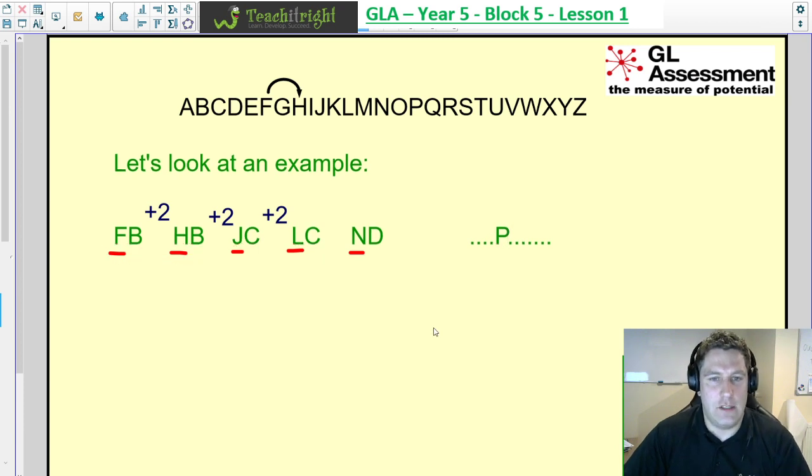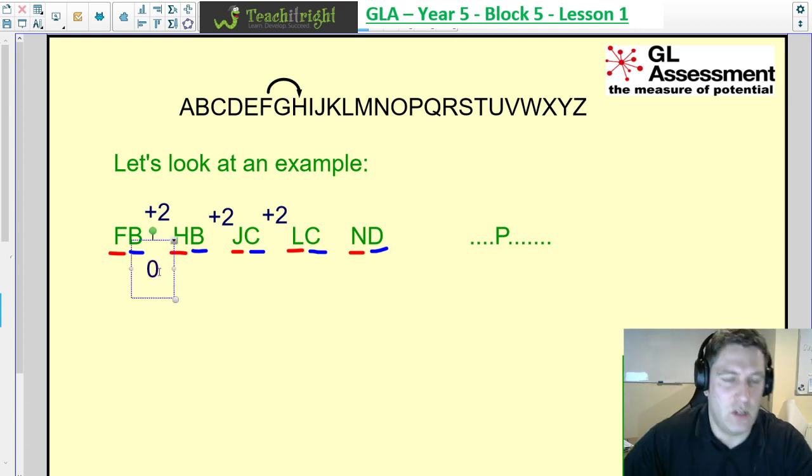The next thing we're going to do is have a look at the second letter of each pair. So this time I'm going to select a slightly different colour just so we can be focused on the second letter. And then we've got to establish what the pattern is here. So B to B, there's no jump at all. So we can record that down as 0. We're not jumping anything, we're staying where we are.